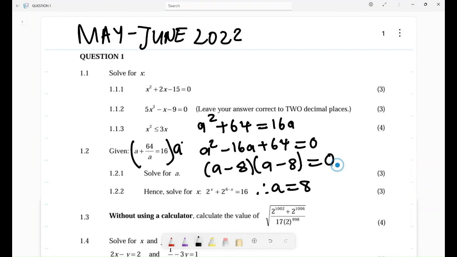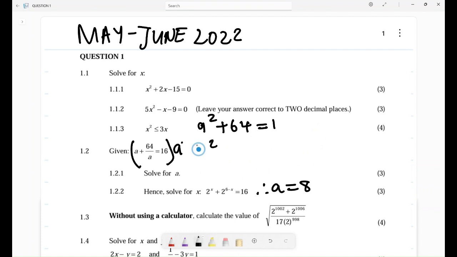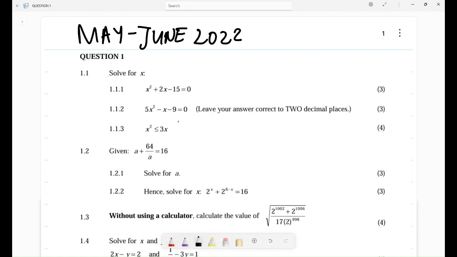Now let's just write this down here and say, all right, a is equal to 8. Now the question says, hence solve for this one. So normally when the examiner says hence, it means whatever you calculated in 1.2.1, you are going to use it here. How? Let's see how we are going to use that.